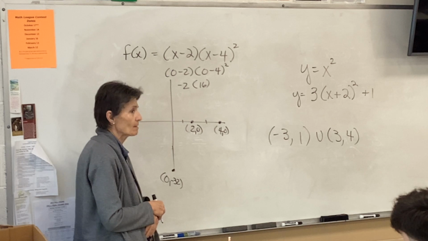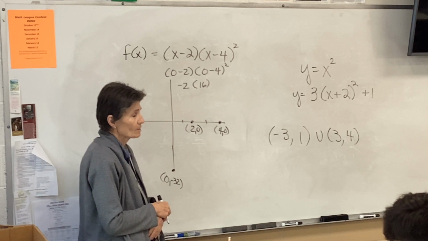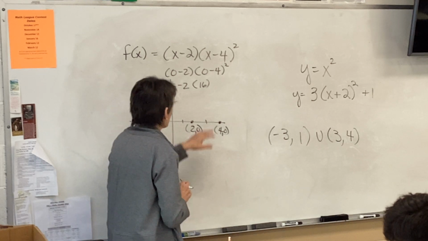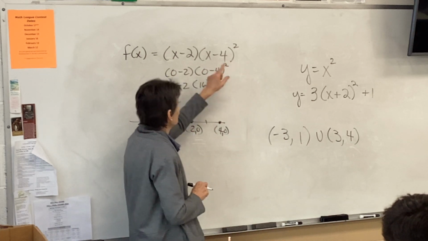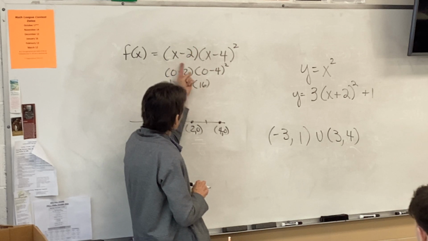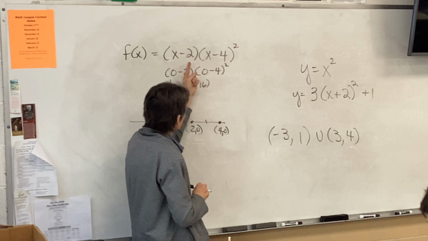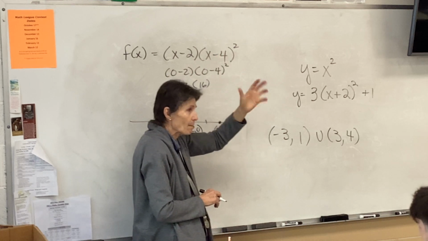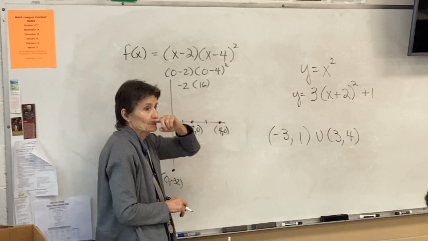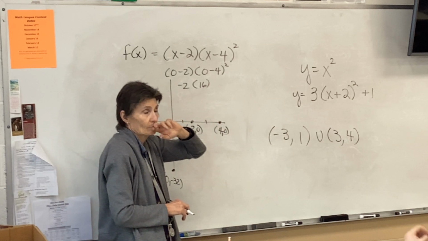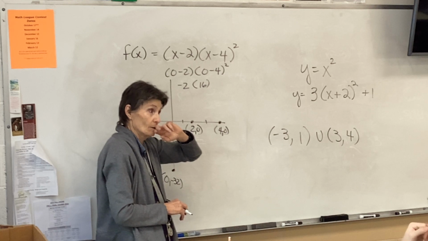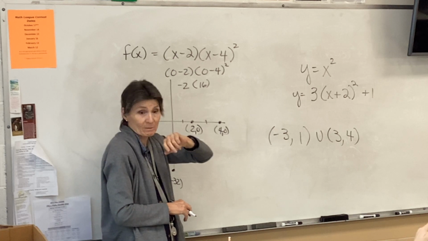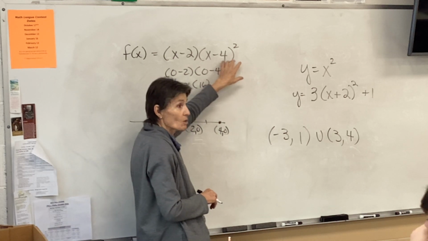Now, question C sounds so hard, but I want you to think about something for a second. Remember when we graphed, what was the difference between having a factor like this and having a factor with a squared on it? What difference did that make in terms of the picture? The picture bounces, remember? If it's squared, it bounces off.